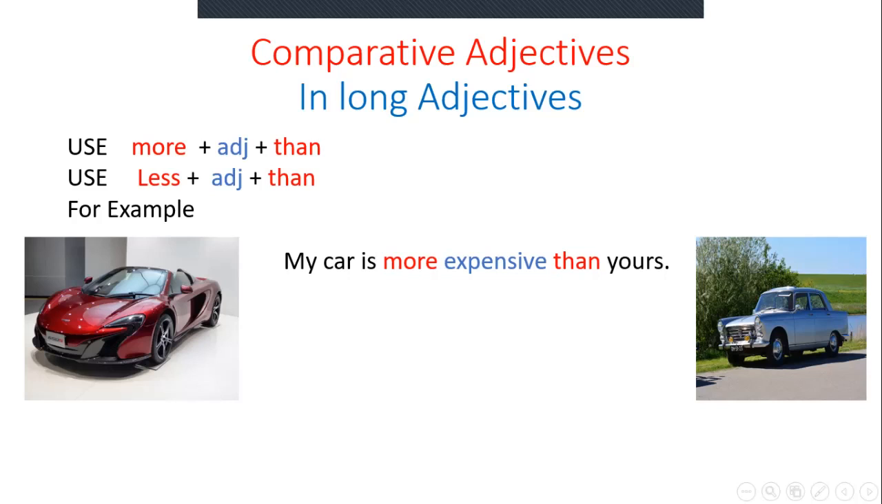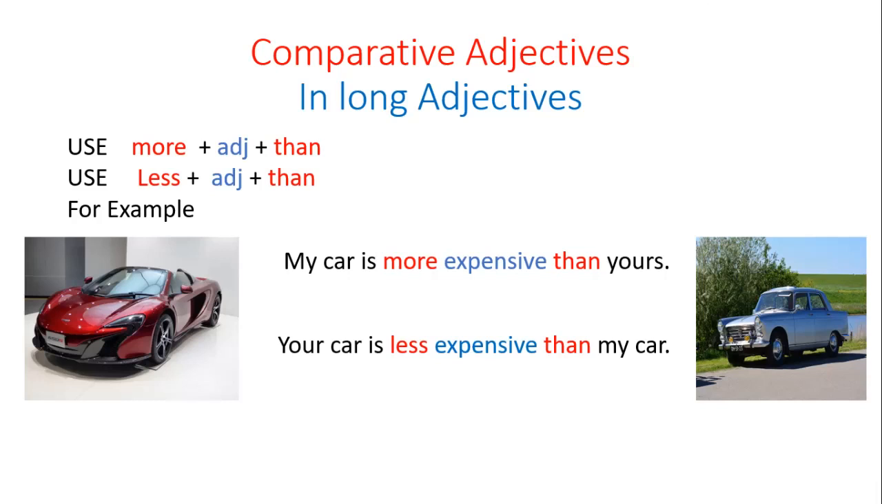If we have a long adjective and I want to make comparative, we use more plus adjective plus than. Also, I can say your car is less expensive than my car. Also here we use less plus adjective plus than. If I say my car is more expensive than yours, but here I say your car is less expensive than my car. Less, okay? More الأكثر, less الأقل.